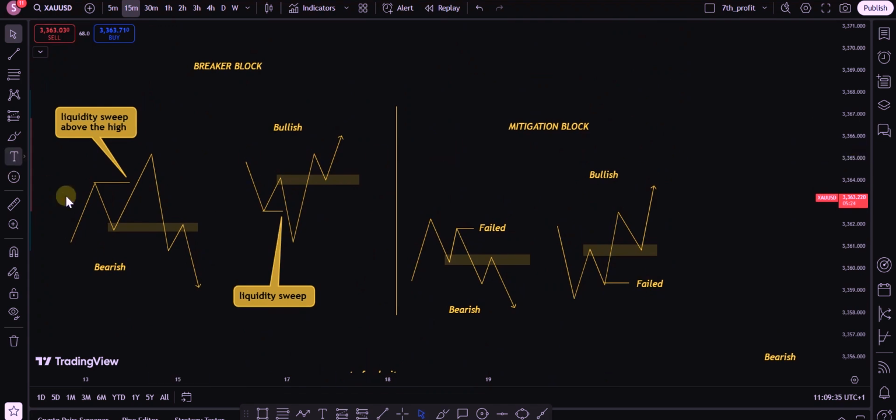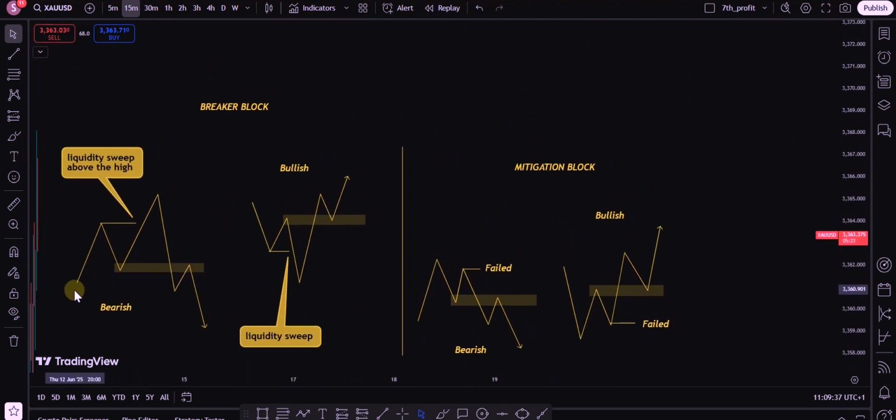So, like I said earlier, we have a move, we have a rally to the upside, we have a pullback, then we have a run of liquidity to the upside. When we have a run of liquidity to the upside, then we have a demand zone, a failed demand zone right here. The demand zone failed, then it retests, then continues to the downside.